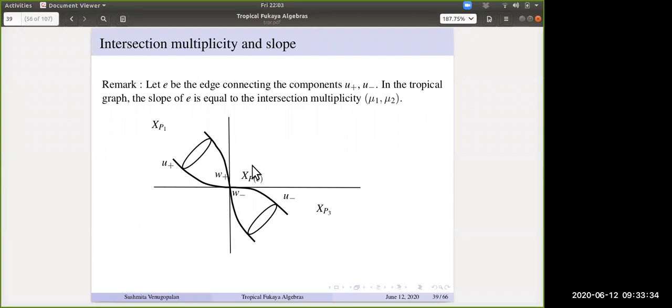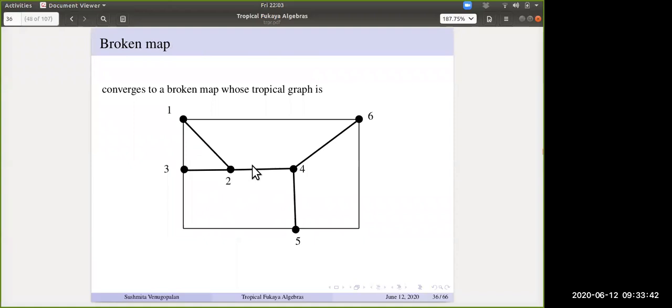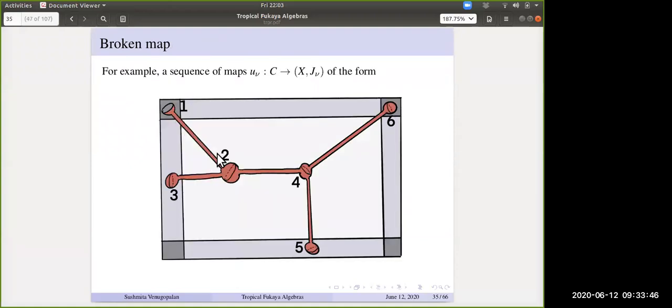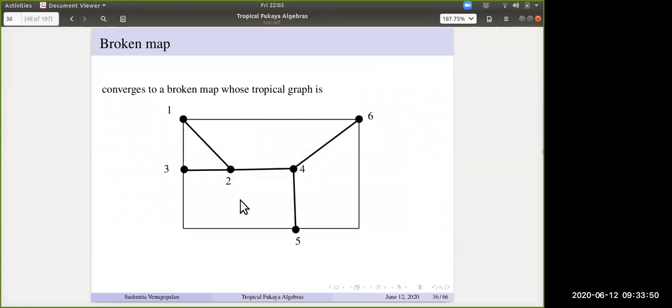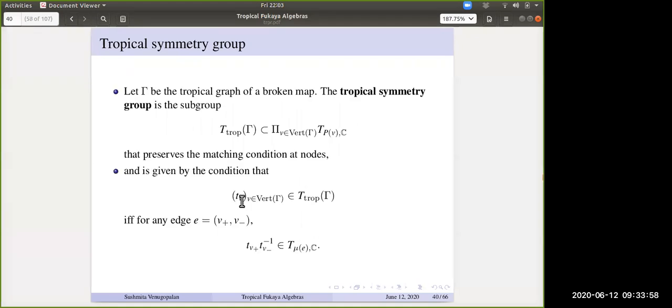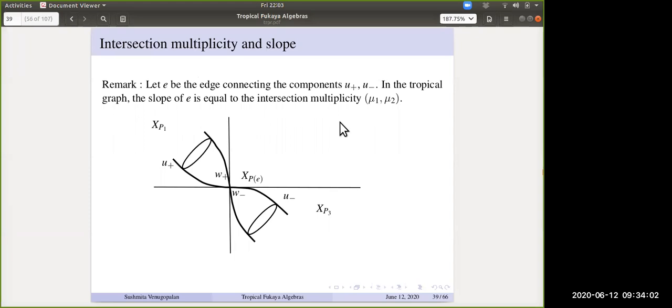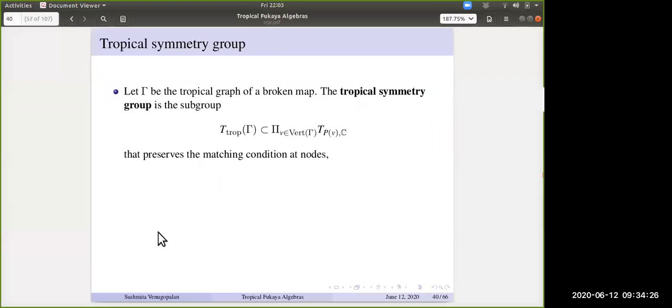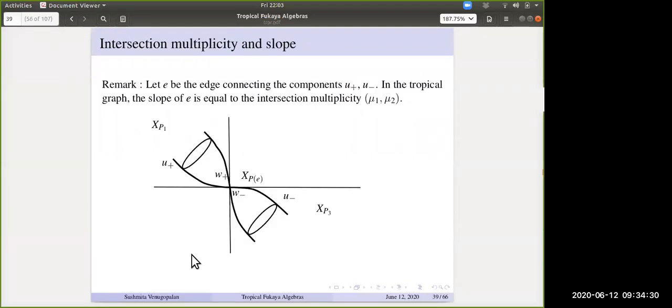Okay, and the intersection multiplicity is related to the slope. So if you have this picture in mind, we see that these cylinders just become the edges in the tropical graph. So what I was just going to say is that if E is an edge connecting two components, U plus and U minus, in the tropical graph, the slope of E is equal to the intersection multiplicity mu1 comma mu2. So mu1 and mu2 are the intersection multiplicities with these two relative divisors.